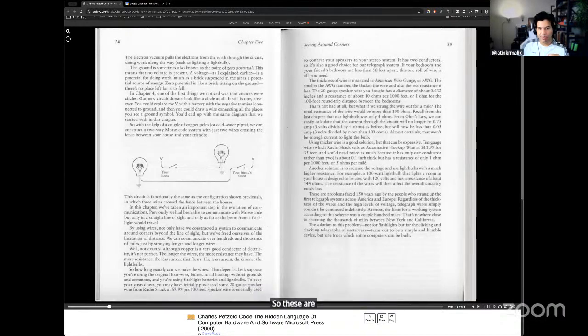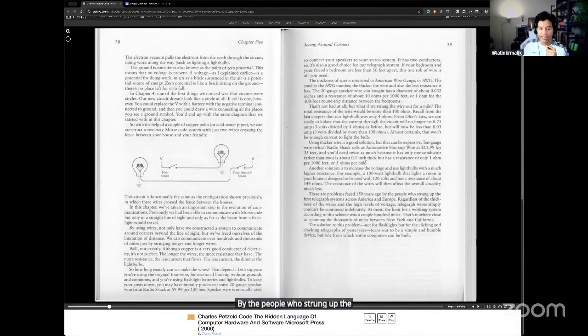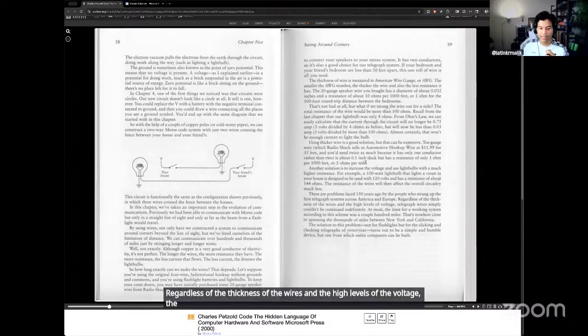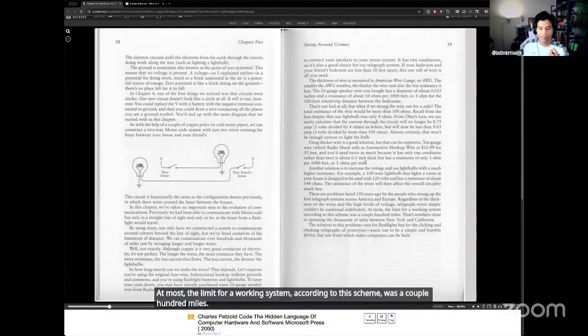So these are the problems faced around 150 to 175 years ago, since this book was published in 1999, by the people who strung up the first telegraph systems across America and Europe. Regardless of the thickness of the wires and the high levels of voltage, the telegraph wires simply could not be continued indefinitely. At most, the limit for a working system according to this scheme was a couple hundred miles.